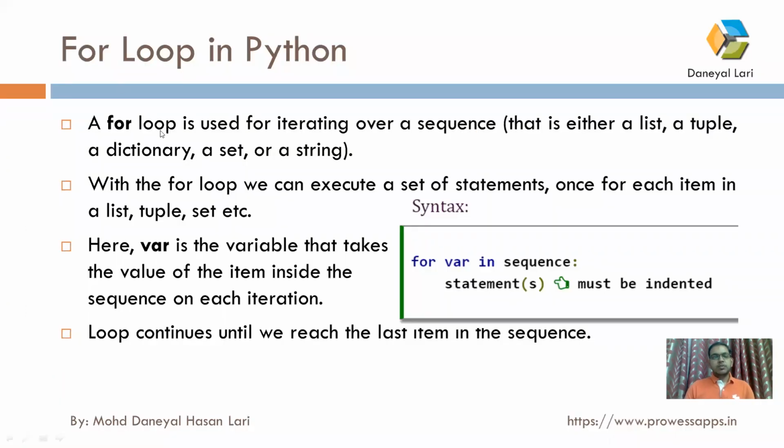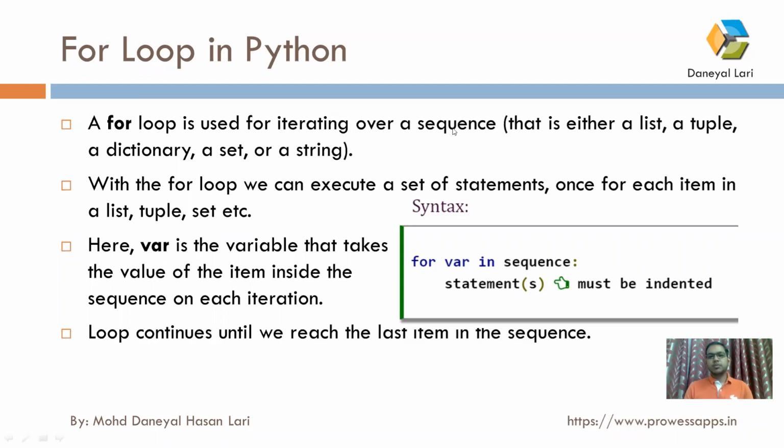So what is the for loop? The first point is very important. A for loop is used for iterating over a sequence. So just remember this point. This point is very important. A for loop is used for iterating over a sequence.